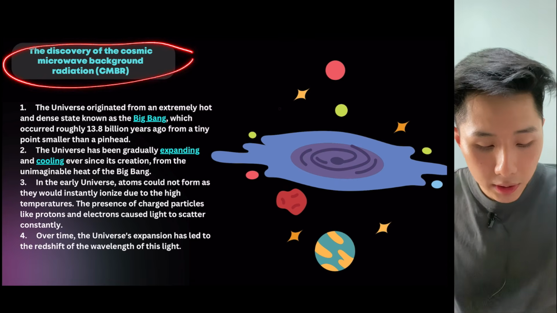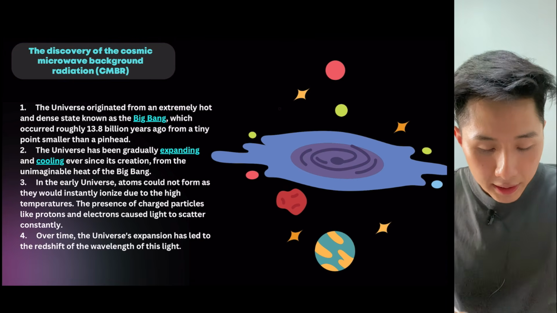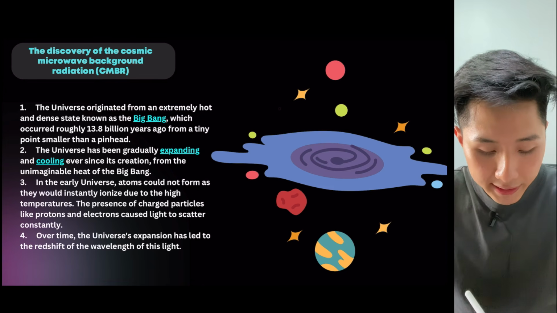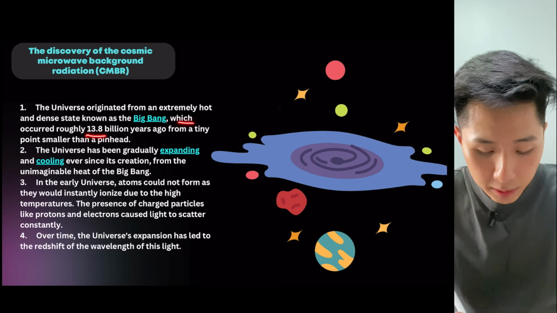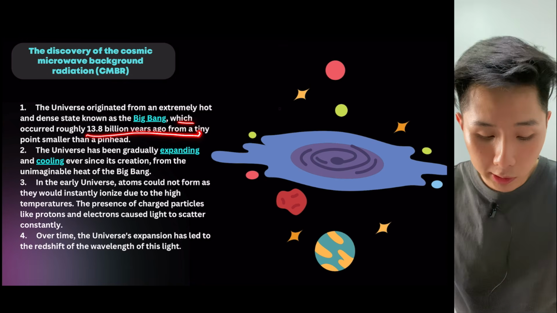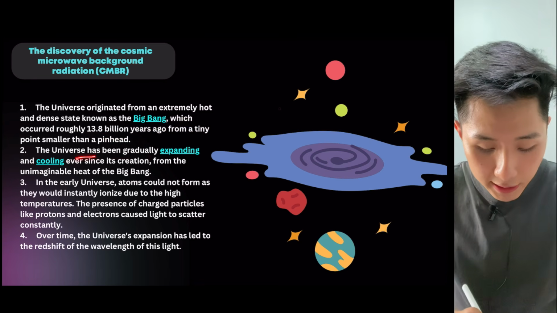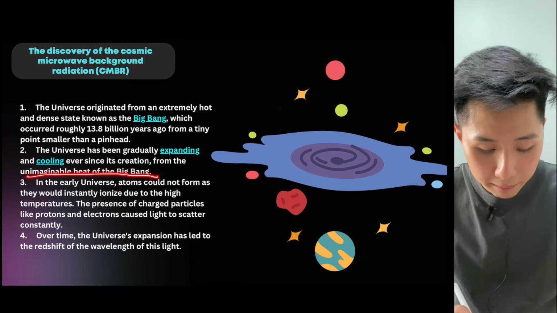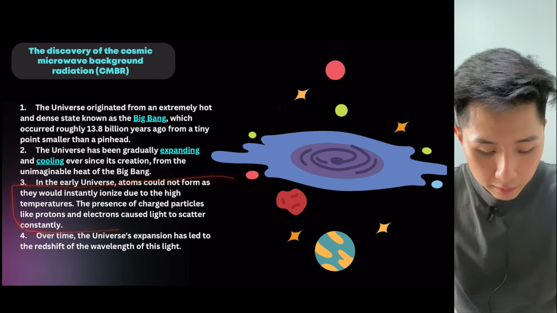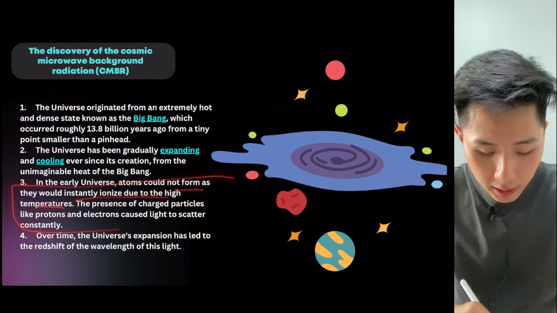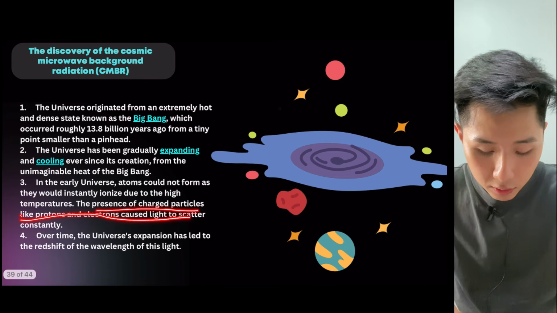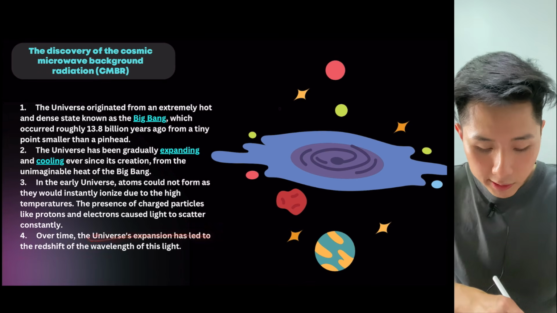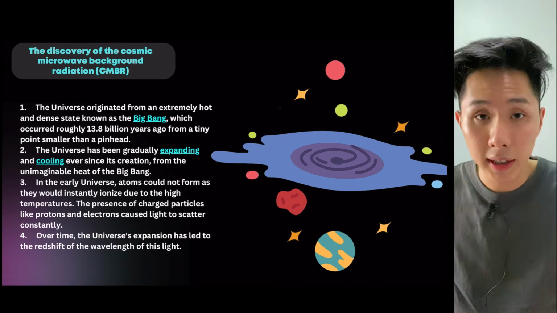And next one is the discovery of cosmic microwave radiation. So I'll just read this. The universe originates from an extremely hot and dense state known as the Big Bang, which occurred roughly 13.8 billion years ago, as shown by Hubble's law and the Hubble constant. The universe has been gradually expanding and cooling ever since its creation from the unimaginable heat of the Big Bang. In the early universe, atoms could not form as they would instantly ionize due to the high temperature. The presence of charged particles like protons and electrons caused light to scatter constantly. So in other words, the expansion of the universe has caused the redshift of the light, the wavelength of the light here.